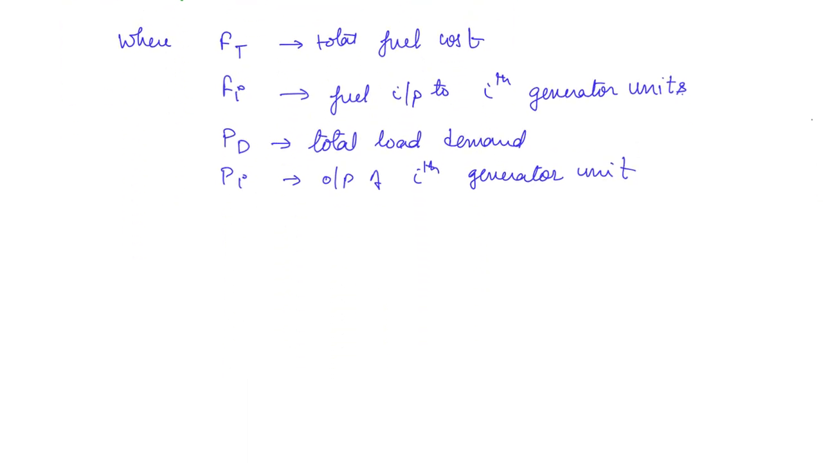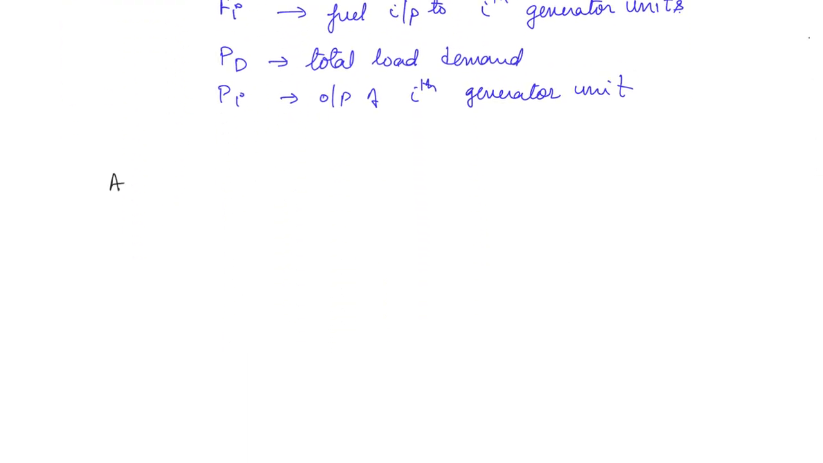Now here we make use of the auxiliary equation, which is of the form: the total cost, which is the objective, plus lambda times the constraint equation. Pd is equal to sigma Pi, right? So Pd minus the summation, i equal to 1 to n, of Pi. This is the auxiliary equation, and this lambda here is called the Lagrangian multiplier.